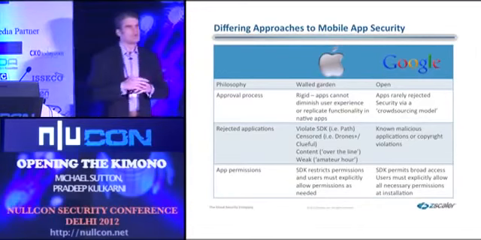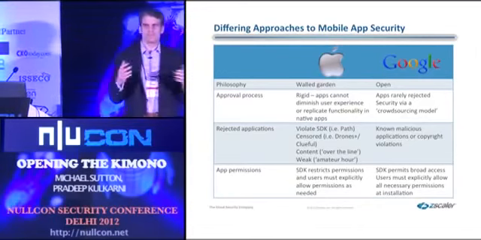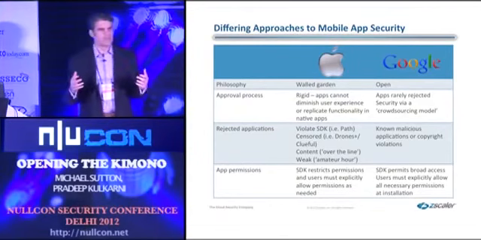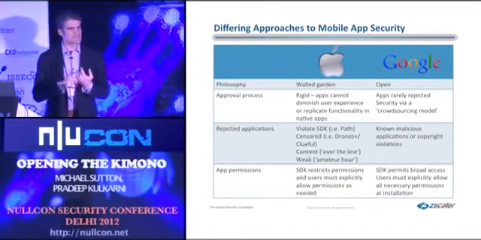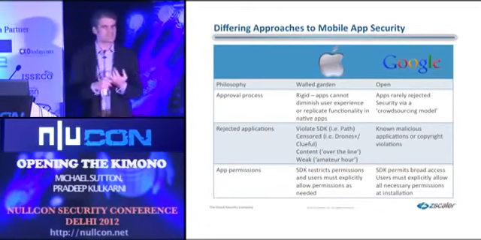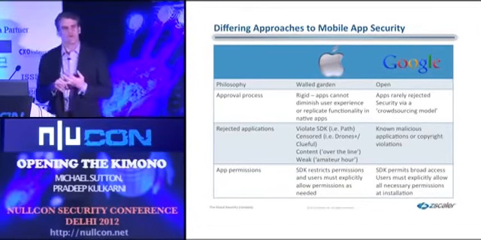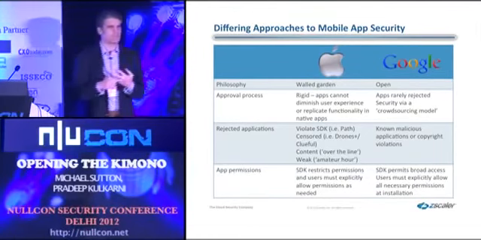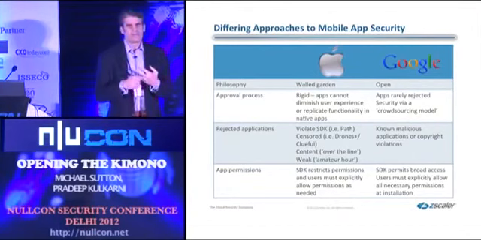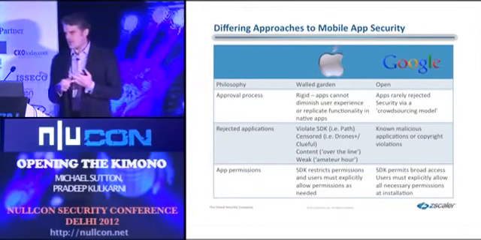Contrast that with Google. Google lets pretty much everything in. They want to, by design, be very, very open. And they only really reject an application if there's some sort of security or privacy risk associated with it, or if it is in violation of copyright. But they've tried to take a very open approach.